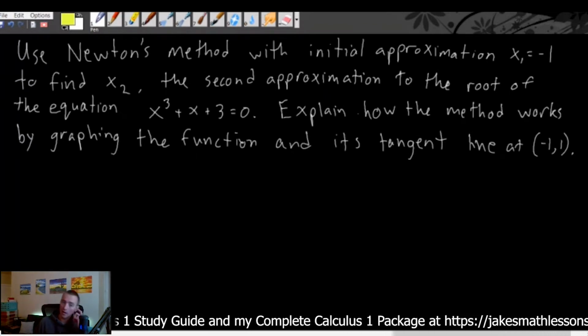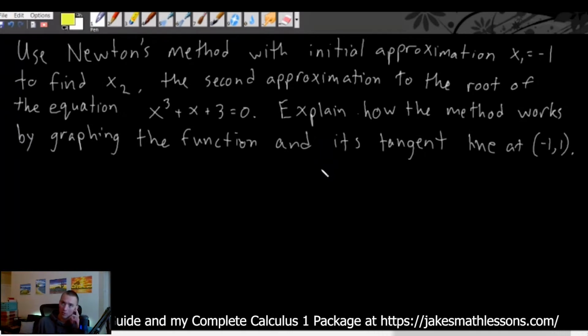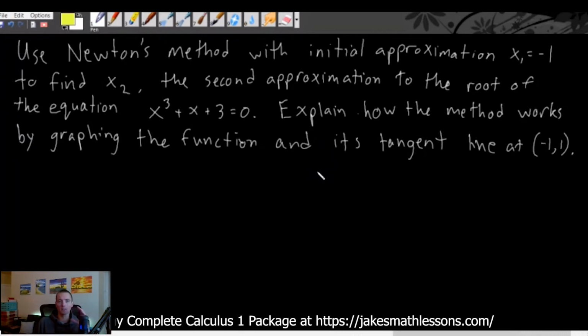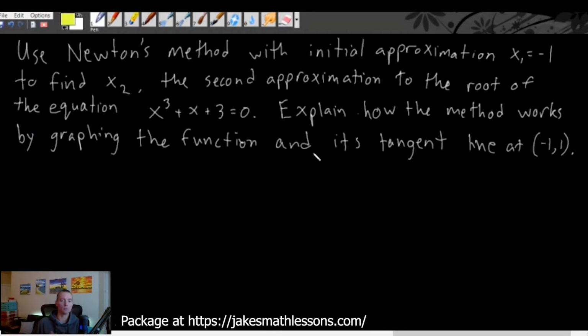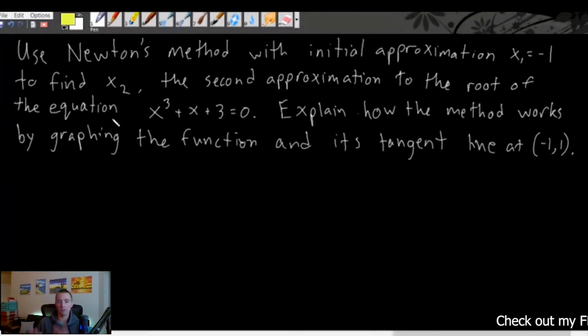So really this problem is not as in-depth an example as you may run into with applying Newton's method. The reason for that is, as you can see, we have an initial approximation of x1, and all we need to do is find the second approximation. A lot of times with these Newton's method problems, you're going to apply Newton's method several times, more than once usually.